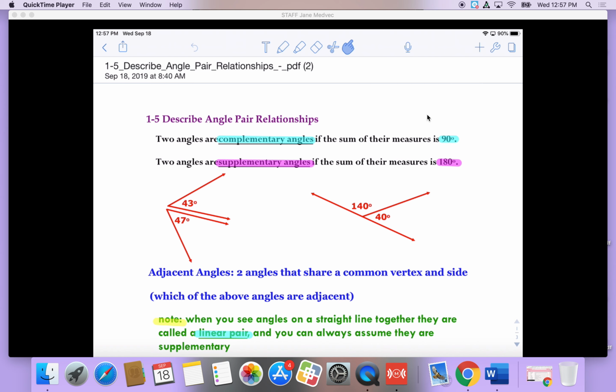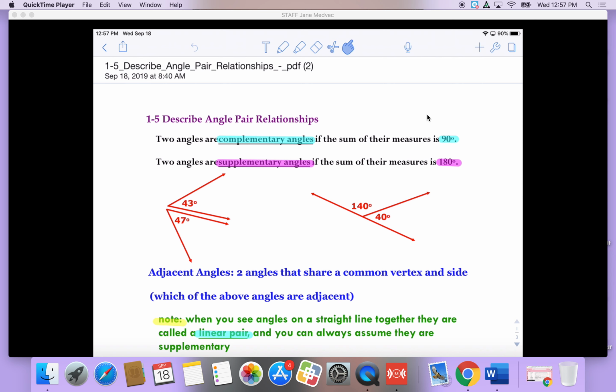So today we're going to look at 1.5. Again, that's chapter 1, section 5, and it's describing angle pair relationships. The first one that we're going to look at is complementary angles. And you're going to notice that if their sum is 90 degrees, they are complementary angles, right?